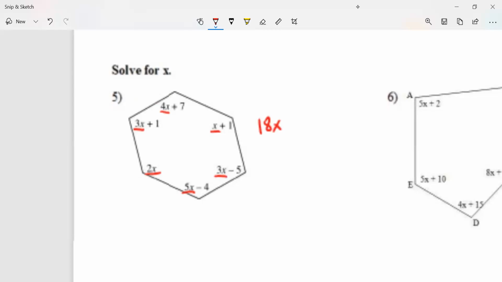Now let me look at those that don't have a letter. So I'm looking at 7 plus 1 plus 1 minus 5 minus 4. That's 0. I could write plus 0, but really that makes no sense, so I'm not going to write this. So I combine everything: 18x is equal to, okay, how much do all the angles here add up to? I know I have to go 180 times n minus 2. n is how many sides there are.